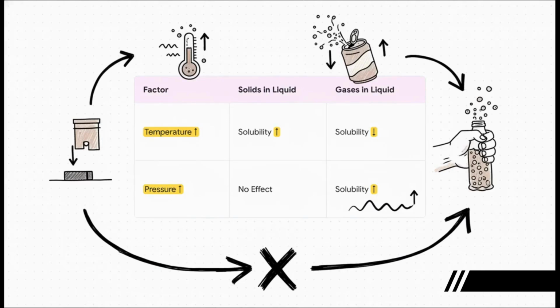And this table right here illustrates that key difference perfectly. It's our aha moment. Look at this. As temperature goes up, solid solubility goes up, but gas solubility plummets. As pressure goes up, it does nothing to solids, but it dramatically increases how much gas you can dissolve. These are opposite behaviors, and this is the answer to our puzzle.